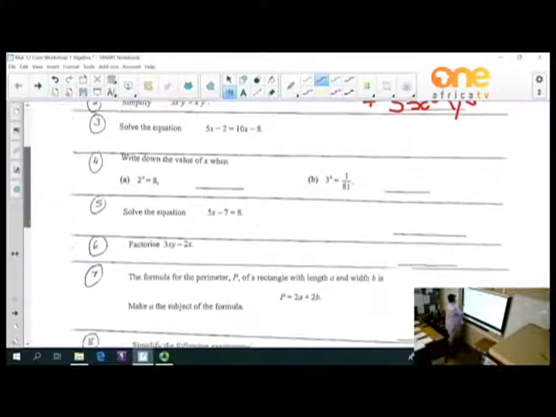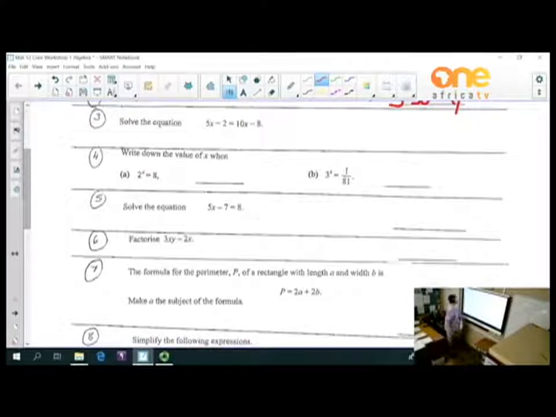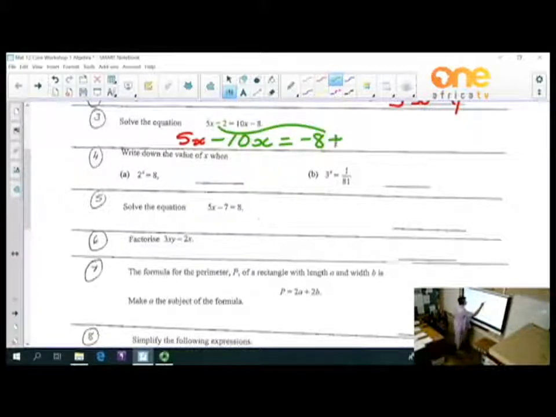Question 3. Solve the equation. Now, to do an equation, we want x on the one side and the values on the other side. And the one golden rule is the moment when you take a number over the equal sign, you change the sign. That is why it is now negative 10x. The negative 8 stays there. I don't change the sign. But this negative 2 is coming over and I change the sign there.